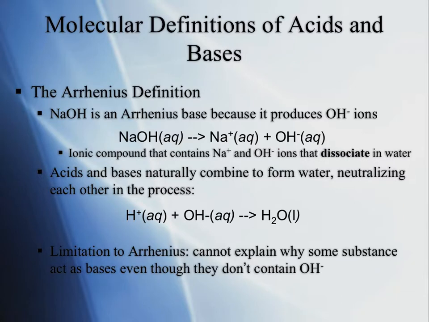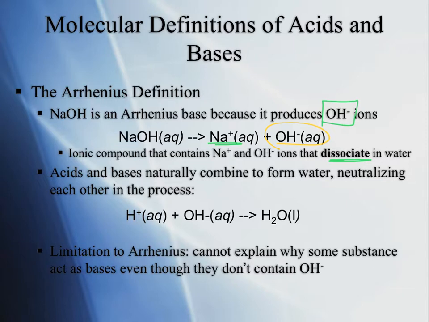Shifting gears over to bases, the first definition of an Arrhenius base is one that produces hydroxide ions in solution. Hydroxide ion is the OH with the little minus, a polyatomic ion with a negative charge. So this example here, NaOH, in water is going to ionize or dissociate, which just means to break apart, into sodium ions and the hydroxide ion. And the presence of this hydroxide ion in solution makes a solution what we call basic.